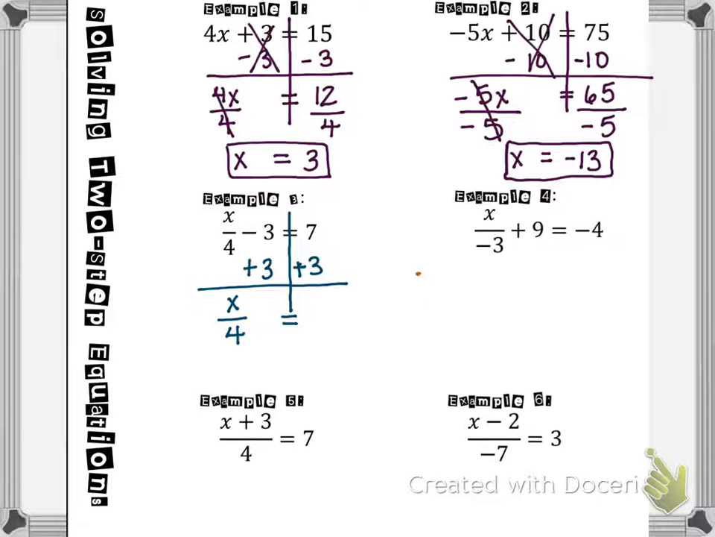equals 7 plus 3, which is 10. So now we have this one-step equation. X divided by 4 equals 10. So dividing is the operation we have currently, and the opposite of that would be to multiply by 4. We're going to multiply by 4 on both sides of our equal sign. This will cancel out to give us 1x equals, and 10 times 4 is 40.